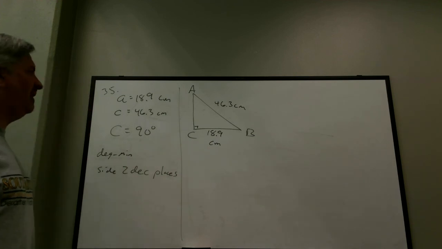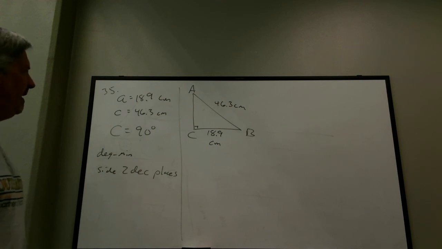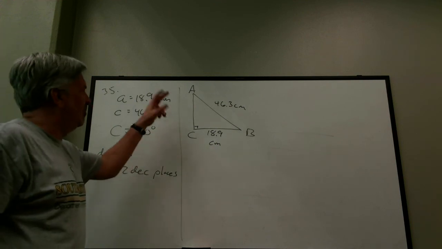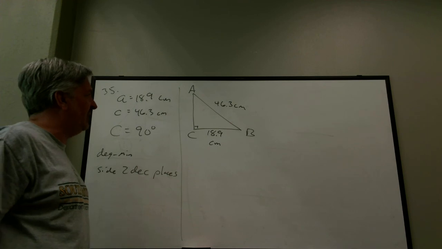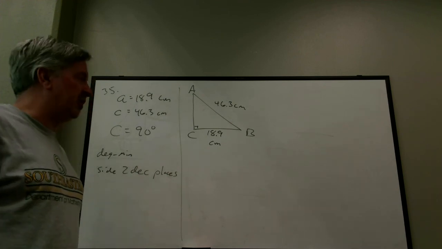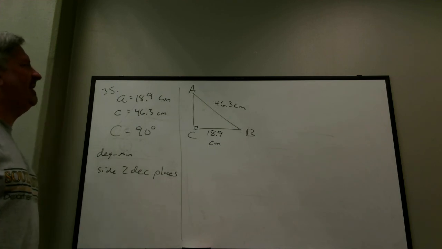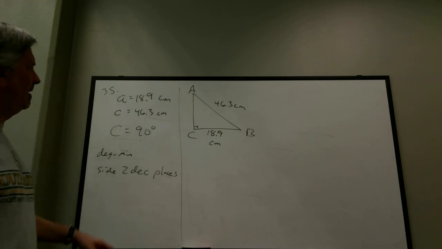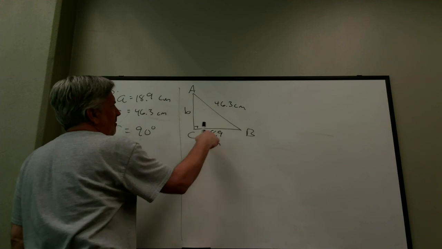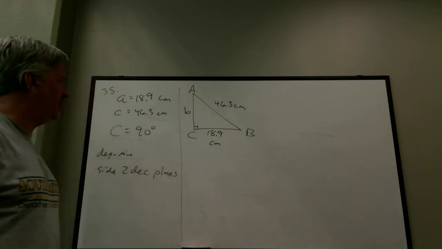Notice in this problem, we're given different information than the last one. In the last one, we had one of the acute angles and one of the sides, besides C. Here we have 2 of the sides and no acute angle, so it's a little bit different. Well, what's something easy we could find right away? We could find little b, can't we, with Pythagorean theorem? So why don't we just go ahead and do that?